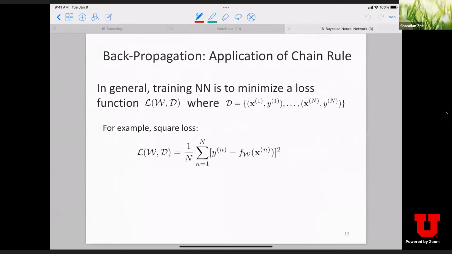Then that brings up the question. In training, we know that we construct the loss. We have a set of examples, and we compute the mean of the square loss of using our neural network to predict the observed outputs in the data set. Then the question is, how do we compute the gradient of our loss with respect to all the neural network parameters? We know that an efficient computation procedure is called backpropagation.